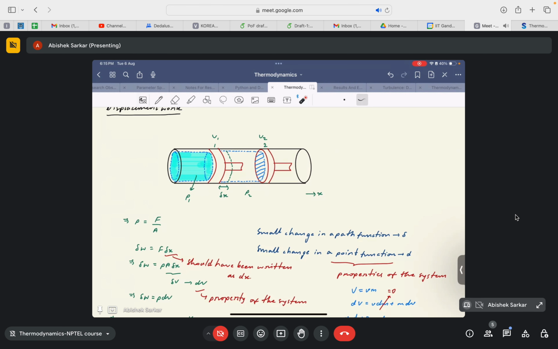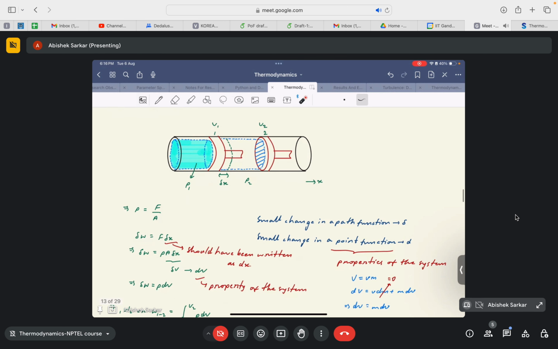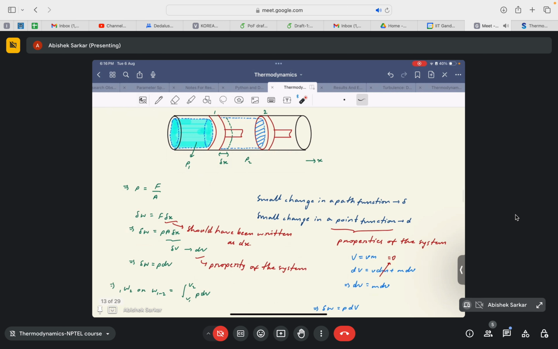Okay, say after expanding it reaches a pressure P2, then the pressure acting upon the surface of this piston can be given by force per unit area. Now we know that work done delta W can be given as F into delta X. Again, delta W can also be written as P into A into delta X using this expression.